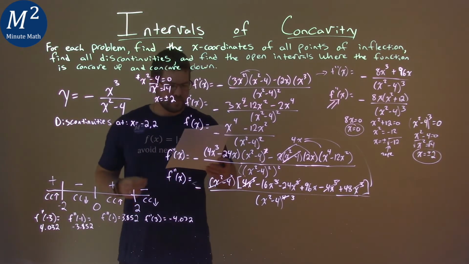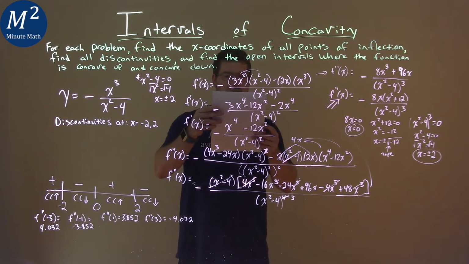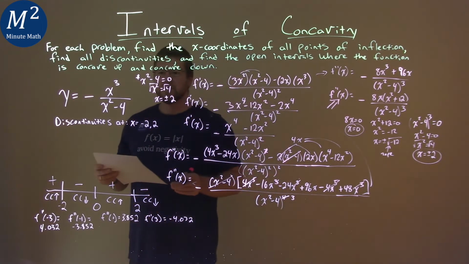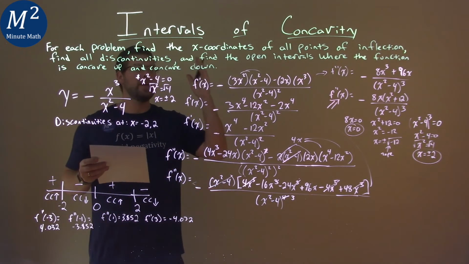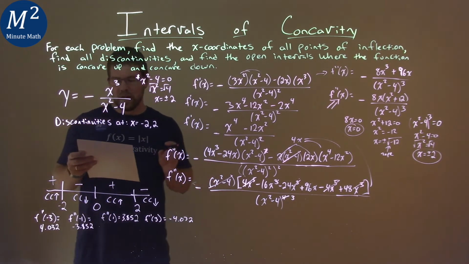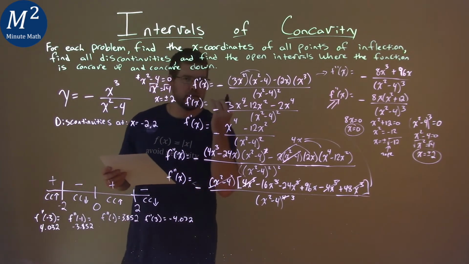All right, so now here's actually the tricky part. So we're discontinuous at -2 and 2. We have asymptotes, and so those values aren't actually our inflection points, even though we change concavity. It's not an inflection point.